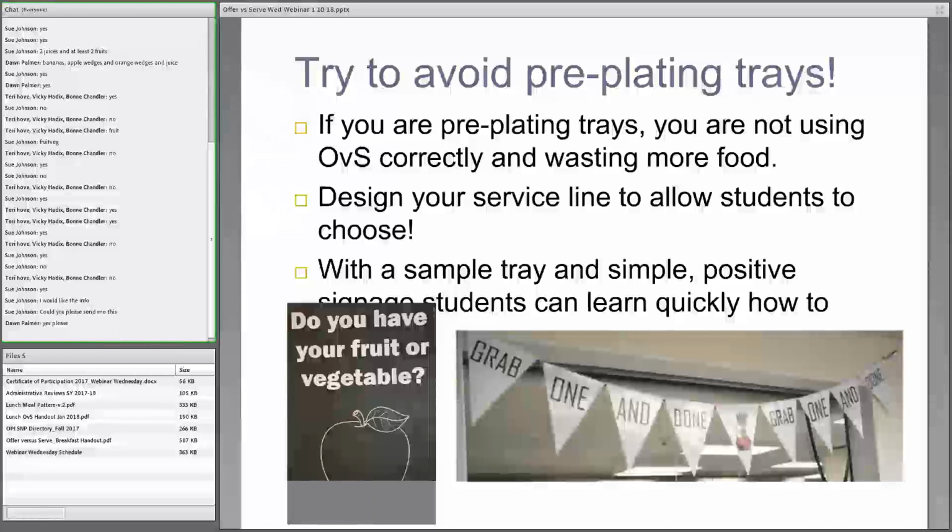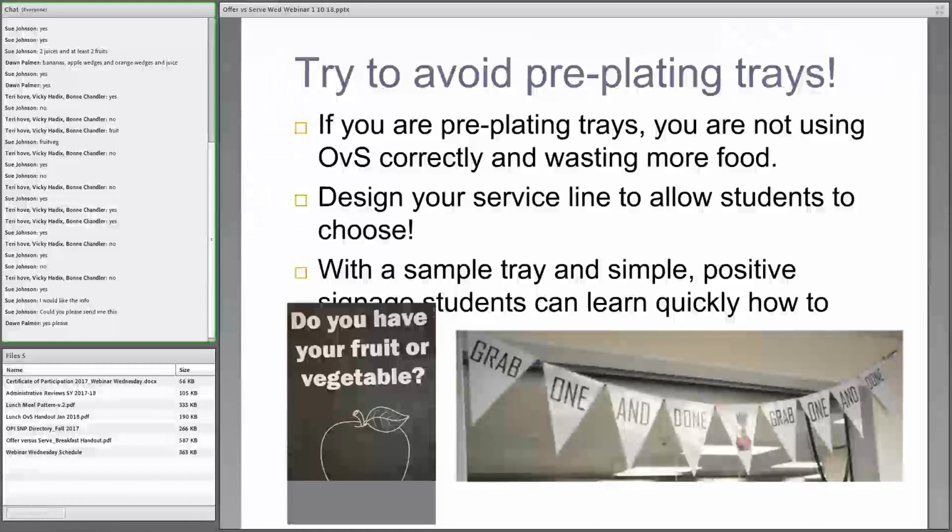These are examples of positive signage from Livingston schools. They actually worked with their high school art program, art teacher, and had the students design some positive phrasing so that students know that they could grab 1 fruit or vegetable and they're done. So grab 1 and done as you go through the line, and that makes it pretty simple. Also just a friendly, do you have your fruit or vegetable on your tray?